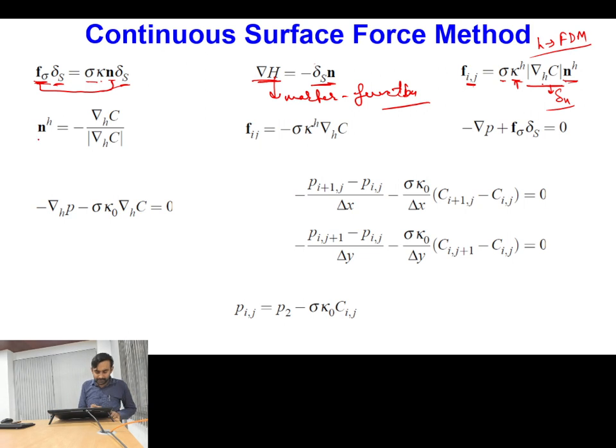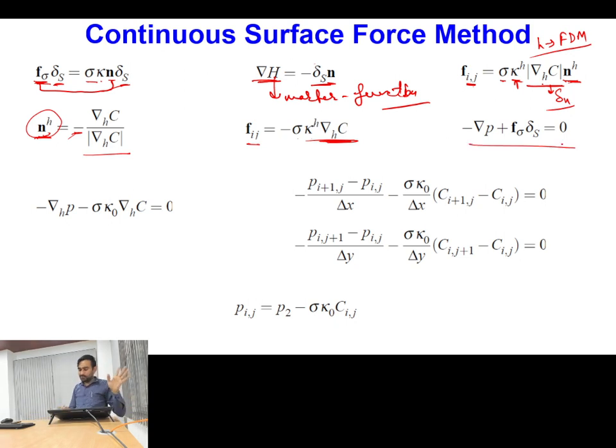Now we know that the normal we can compute from the gradient of the color function divided by the magnitude of the gradient, with the negative sign. Okay, so this is how we can compute the normal. Now Fij: if I use this definition of normal in this equation, then I can write my Fij as minus sigma kh into gradient of color function. Up to this point, is it clear?